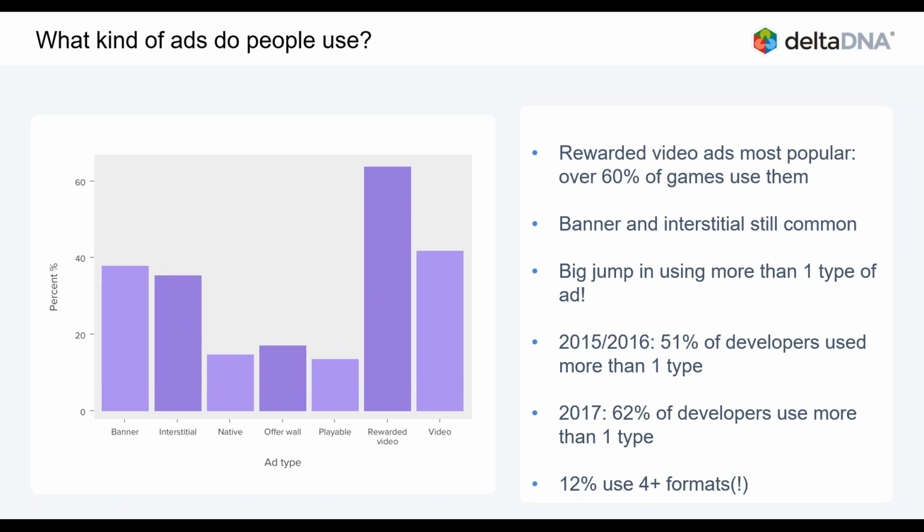But what's really interesting, and you can't see it in the chart, but if you look deeper into the numbers, is that there are a lot of people using more than one type of ad in their game. You can imagine you have an interstitial image that comes after each level, but you also have a rewarded video that appears in the lobby or in the store. In 2015 and also in 2016, we saw maybe half of developers using more than one type of ad, whereas now we're seeing 62% of developers using more than one type of ad. It's a big growth in 1 year.